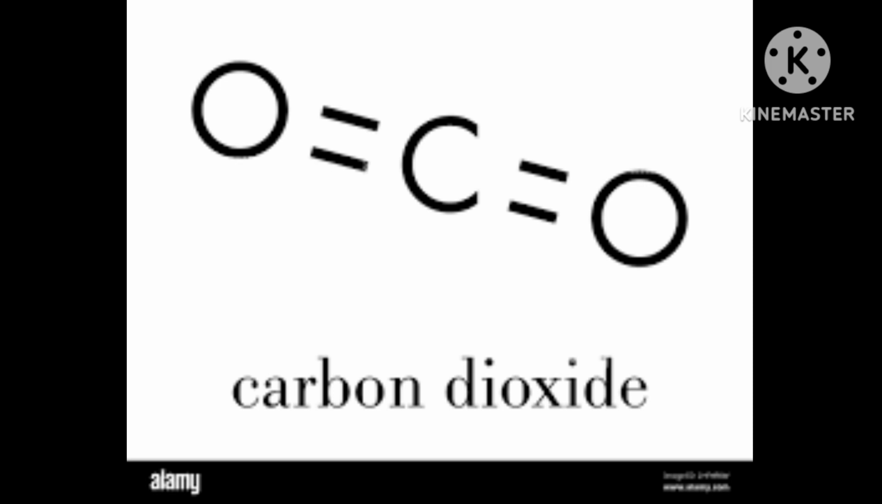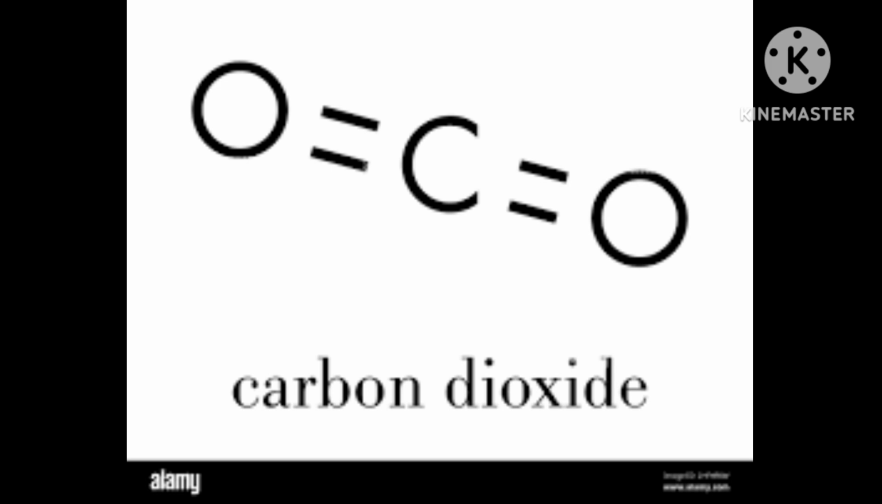The overall chemical change, a very important reaction, you can write like this: 6 CO2 plus 12 H2O. Moisture is also required. Carbon dioxide plus moisture plus sunlight plus chlorophyll, four things are required. Sunlight means h nu.